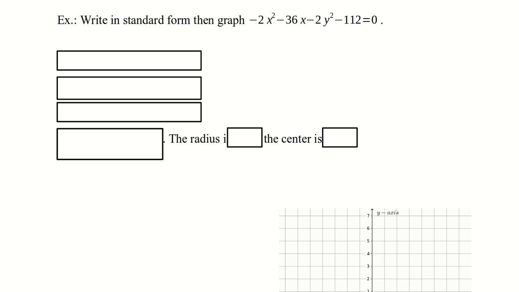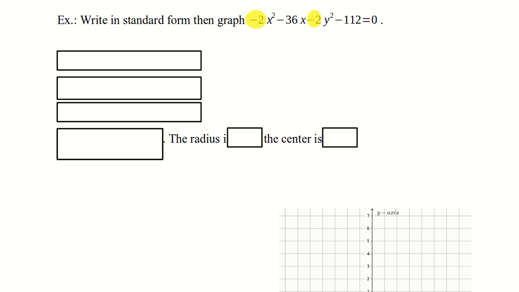Okay, one more of these. We're asked to write in standard form and then graph. That's the simplest way to graph a circle. But before we get too far ahead of ourselves, notice that something here is very different from the previous example, and that is that the squared terms have coefficients. There's a coefficient on the x squared. There's a coefficient on the y squared.